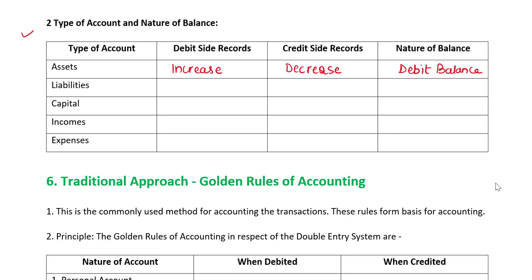The nature of liabilities is credit. So we will write over here credit balance. All of you take notes along with me. In liabilities portion, because it is credit balance, if there is a decrease in the liability, it is to be debited, and if there is an increase in the liabilities, it is to be credited. The liabilities and capital have the same nature, so the answer would be same.